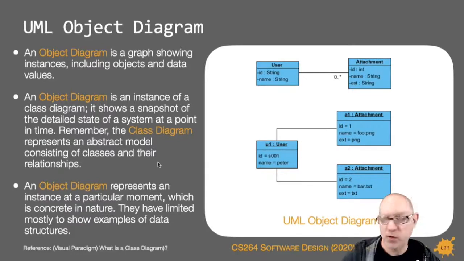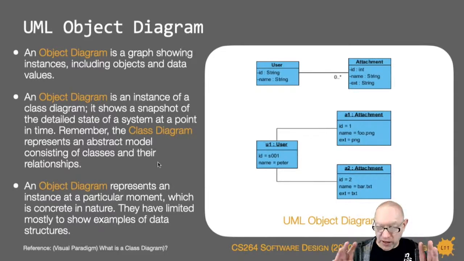Okay, and it might be useful to have these if you're going to do some testing, for example. And you might want to be able to look and say, well, assuming we have this particular setup, how does the software evolve or behave over time? Okay, so the class diagram represents the abstract model, and that consists of the classes and the relationships, and the object diagram represents an instance at some particular moment in time that's concrete. Okay, and they're of limited use. Okay, and they're mostly to show examples of the data.